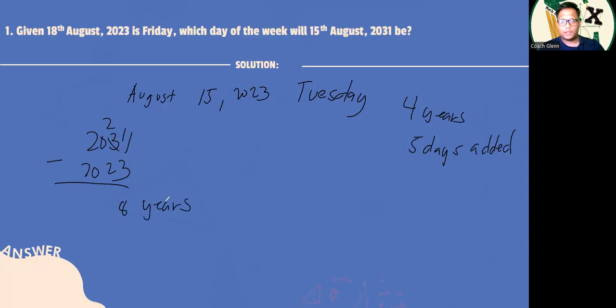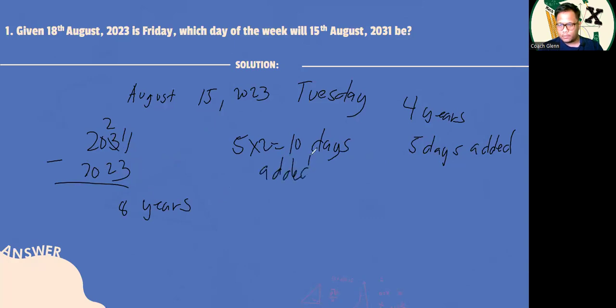So that's equal to 2 leap year cycles. That means there will be a total of 10 days added. So 8 years is congruent to 5 days added, so we have 5 times 2, so we have 10 days added.